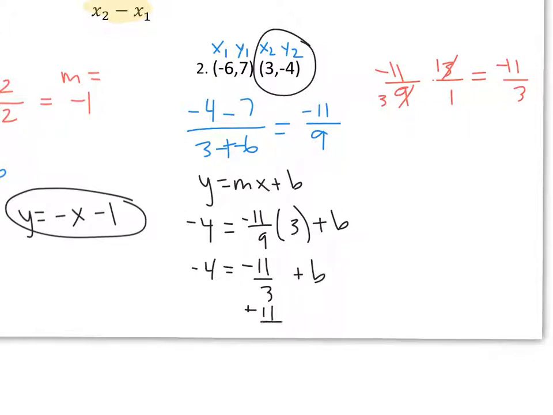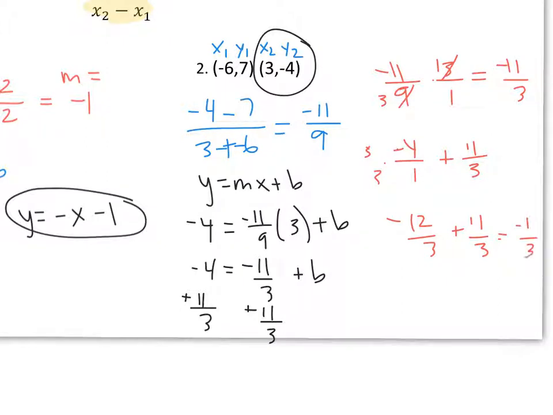I'll add 11 thirds. We're going to get some fractions. And then I'll say -4 over 1 plus 11 over 3. Have to get a common denominator, so I'll multiply by 3 on the first fraction. So I get negative 12 thirds plus 11 thirds equals negative 1/3. So here I have b equals negative 1/3.